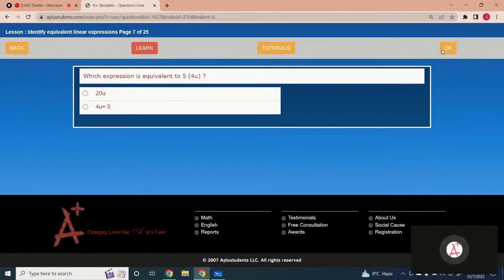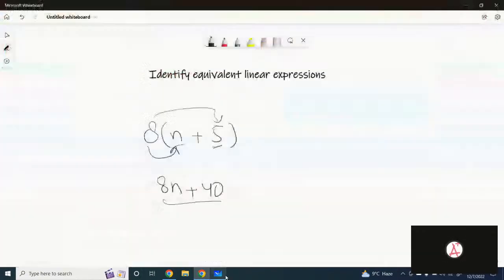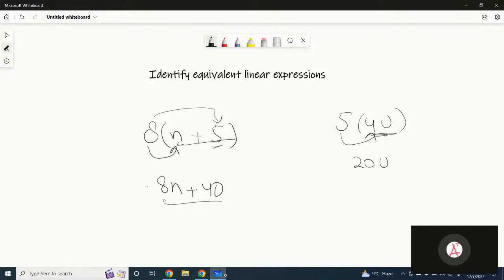Okay, which expression is equivalent to 5 times 4u? It would be 5 and 4u. They are just multiplying, got it? You have to multiply 5 to 4, so it would be 20u. But n plus 5 is a different thing, got it? n plus 5 means you are adding n and 5. They are two different terms. If it is n plus 5n, then they are the same.